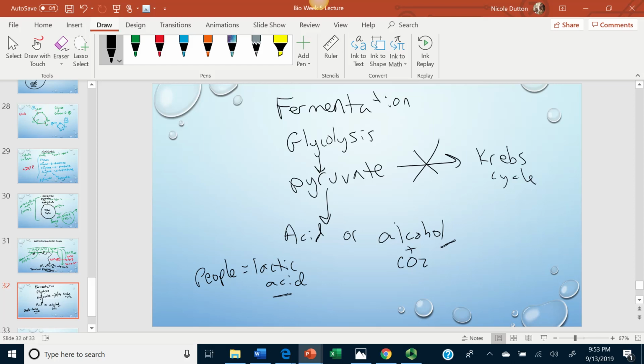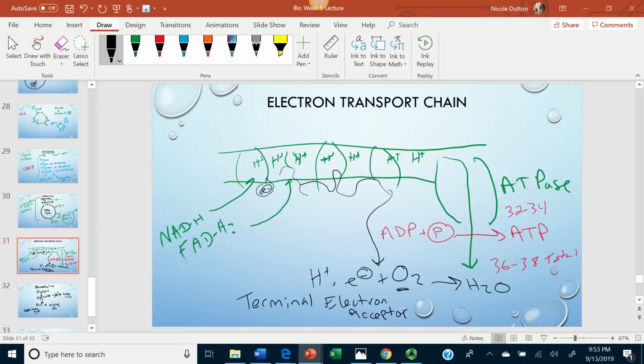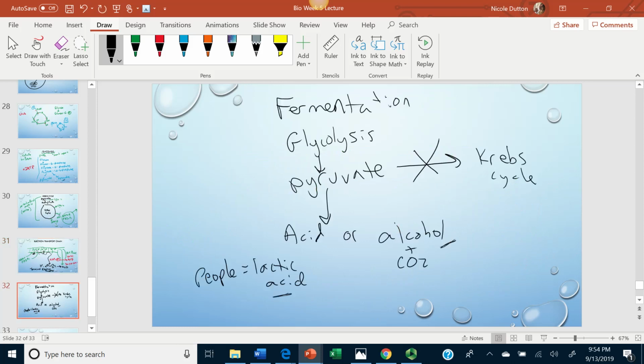But anyways, this is how fermentation works in a person. If we do not have oxygen, this whole system backs up, and we have to do something with that pyruvate, so we just convert it to an acid. And in other organisms, they can also convert it to an alcohol.